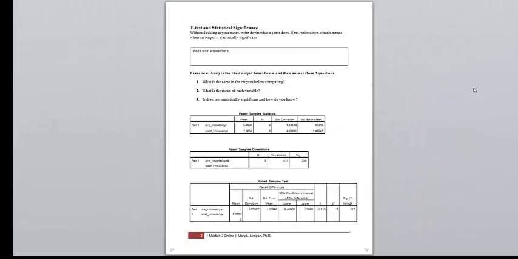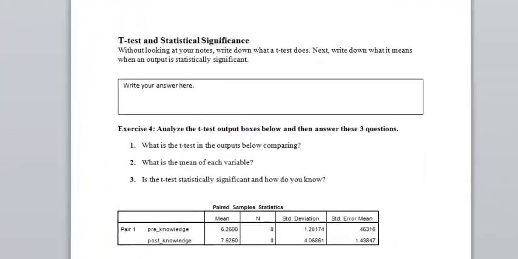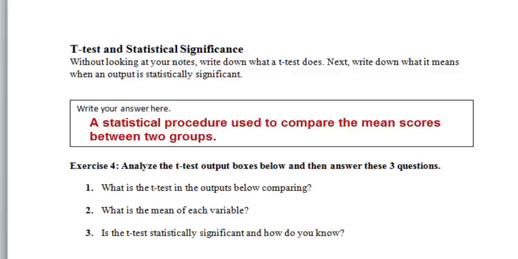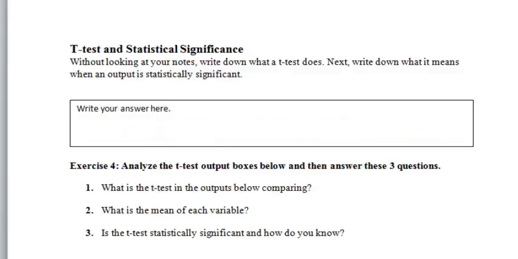Okay, so let's try the next group of tests, which is the t-test. So again, without looking at your notes, write down, what does a t-test do? What is it looking at? So go ahead and shut the video off if you need to. Otherwise, I'm going to go ahead and say the answer. So a t-test is a statistical procedure used to compare the mean scores between two groups. Okay, that's key to remember, that it's looking at the mean score between two groups.